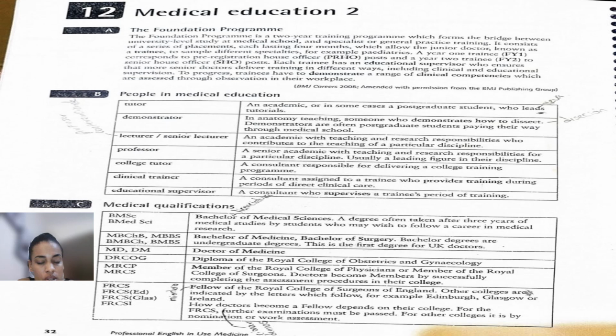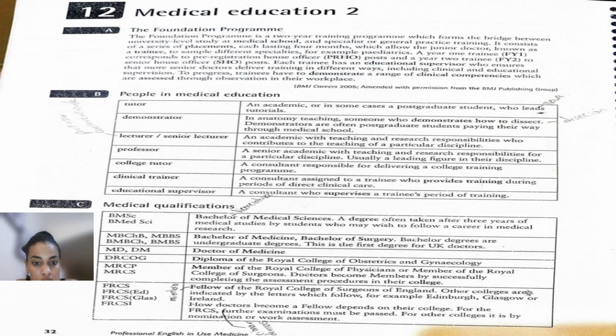People in medical education. Tutor: an academic or, in some cases, a postgraduate student who leads tutorials. Demonstrator: in anatomy teaching, someone who demonstrates how to dissect. Demonstrators are often postgraduate students paying their way through medical school. Lecturer, senior lecturer: an academic with teaching and research responsibilities who contributes to the teaching of a particular discipline.